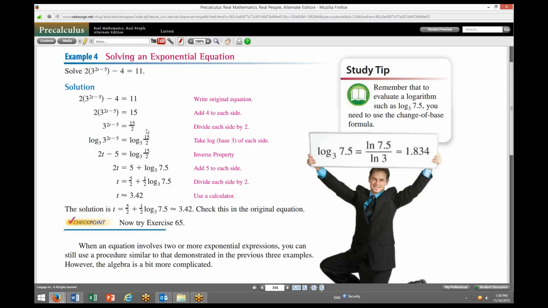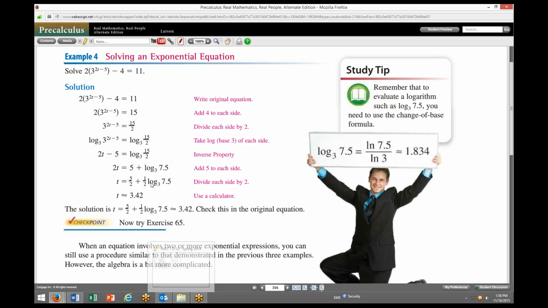So we convert. Since it's given to us in an exponential form, we convert it to logarithmic form. And so the base is 3, so it's going to be log base 3. The exponent is 2t minus 5, so that's what the log equals. So log base 3 of 15/2 equals 2t minus 5. That's the exponent. And again, they've written it backwards. I would write it the other way around, but that doesn't really matter.